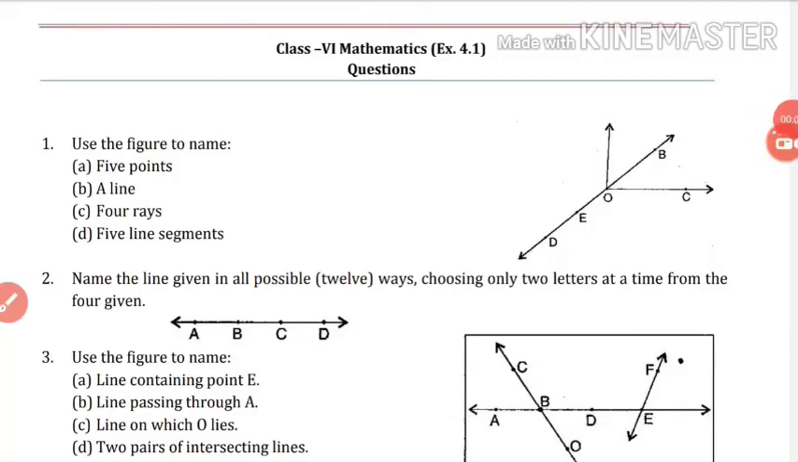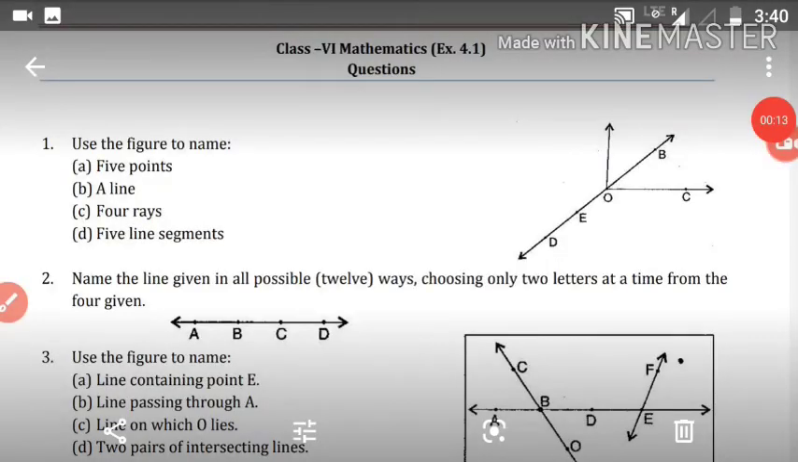In this class, I will cover class 6 maths chapter number 4, basic geometrical ideas. Exercise 4.1 question number 1. Use the figure to name.